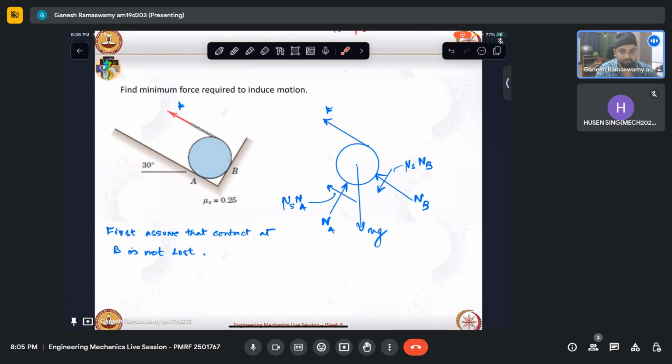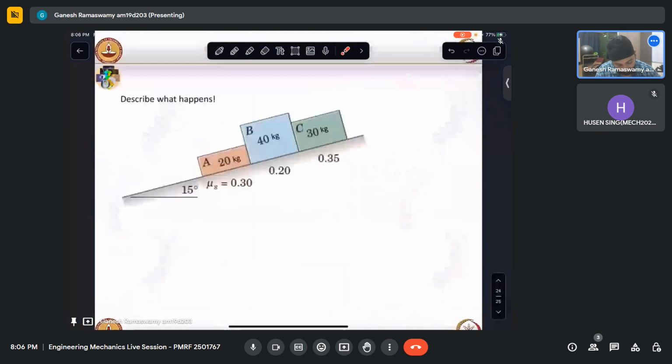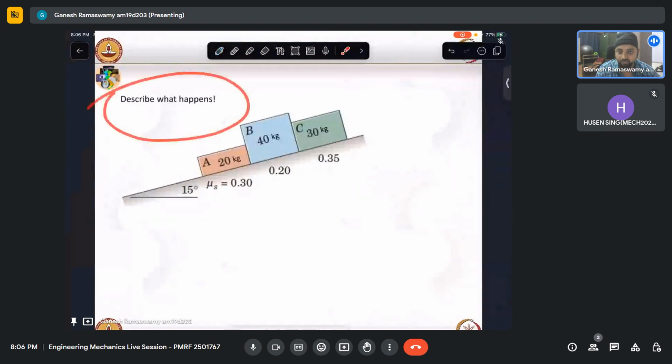So this happens to be the last problem. Let me just look at this. So we have been asked to describe what happens in this configuration. Now there are three boxes placed one after the other, which is in contact. And then we have the weights appropriately given.